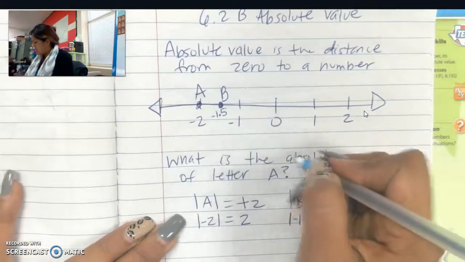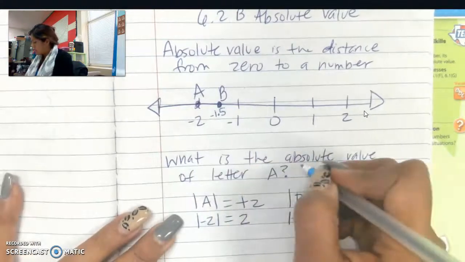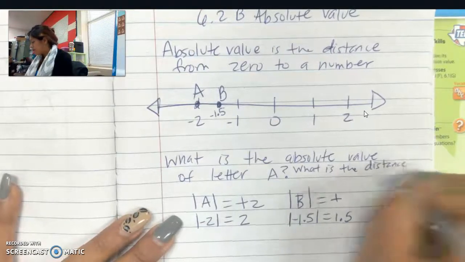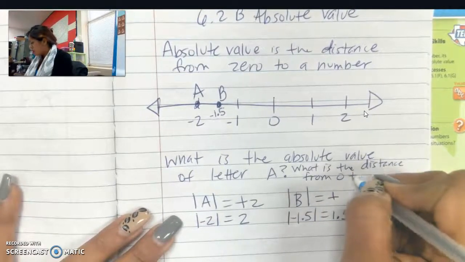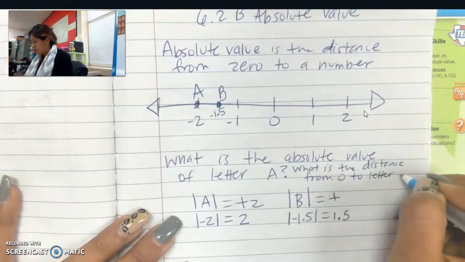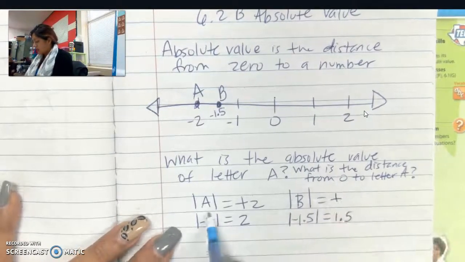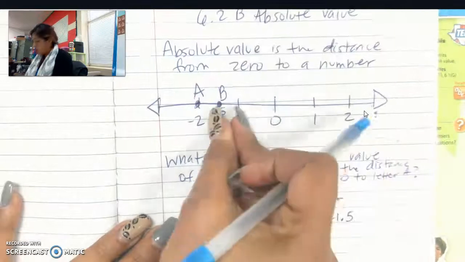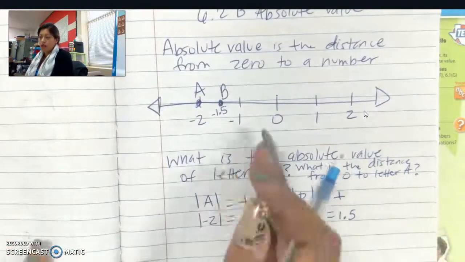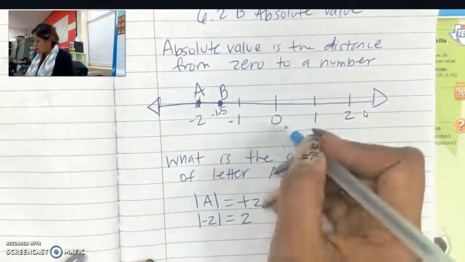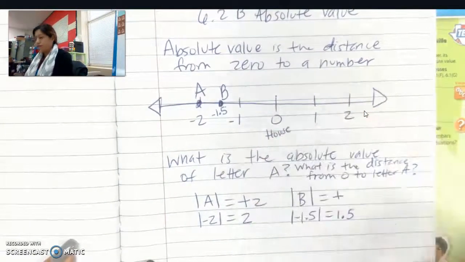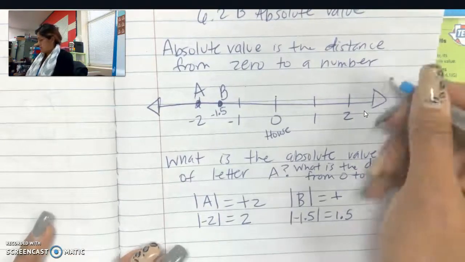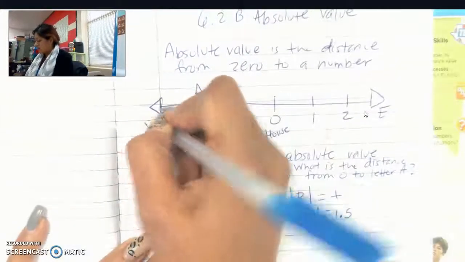Remember, we don't talk about distance as negative. So basically, really what this question is asking is, what is the distance from 0 to letter A? Well, it was 2. So let's say this is blocks. This is 2 blocks away from my house. See, this 0 would be my house. My friend lives 2 blocks away. Let's say this is east and this is west.